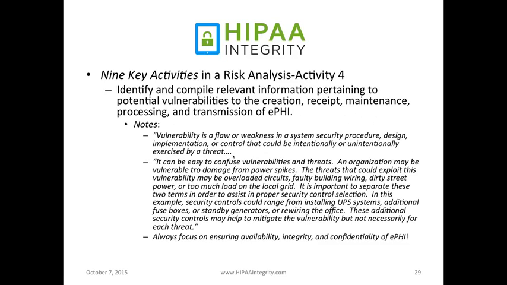An organization may be vulnerable to damage from power spikes. The threats that could exploit this would be overloaded circuits, faulty building wiring, dirty street power, or too much load on a local grid. So it's important to separate these two terms in order to figure out what type of security control you're going to select and implement. In this example, controls could range from installing UPS systems, additional fuse boxes or standby generators, to rewiring an office. These additional controls could help mitigate the vulnerability, but not necessarily for each threat.